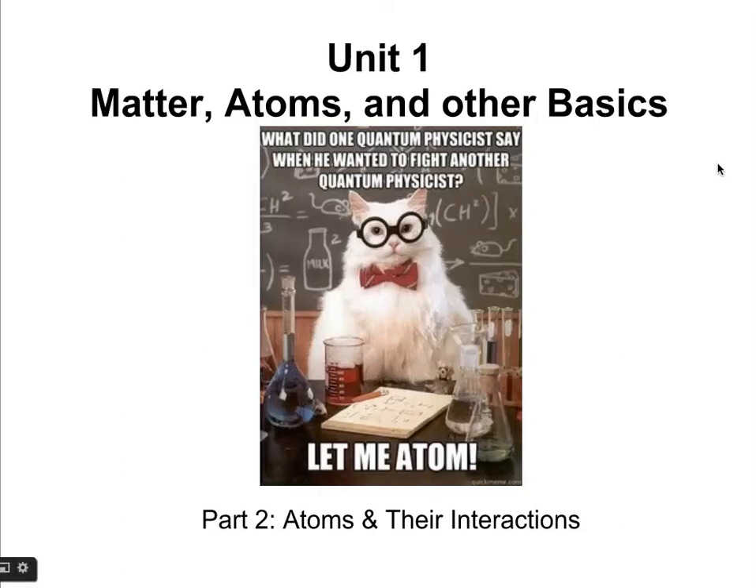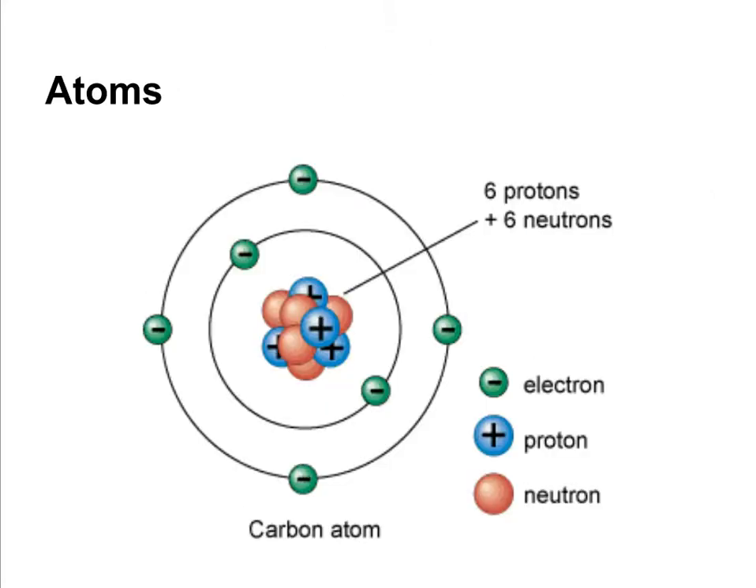Part 2 of Unit 1 is details about atoms and basics about interactions between them. Here we've got a picture of a carbon atom that's illustrating the three parts of the atom: the positive proton, negative electron, and the neutron that has no charge.